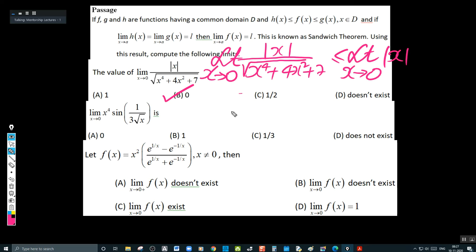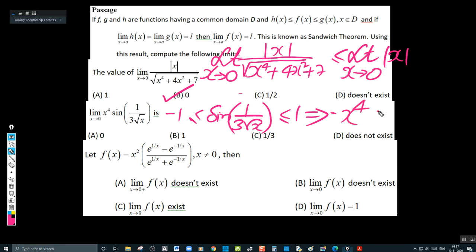Similarly, coming to this, minus 1. Let us forget about that x power 4. And this is sine function. So sine function always lies between minus 1 and plus 1. As you all know, minus 1 is less than or equal to sine of 1 upon 3 root x, less than or equal to 1. Now, what we need is x power 4. So, multiply throughout with x power 4. Minus x power 4 is less than or equal to x power 4 sine of 1 upon 3 root x, less than or equal to x power 4.